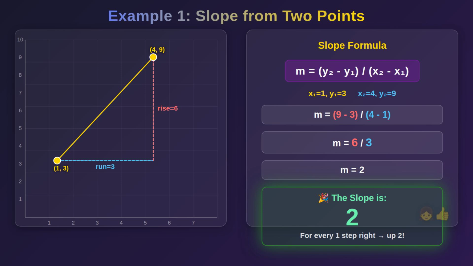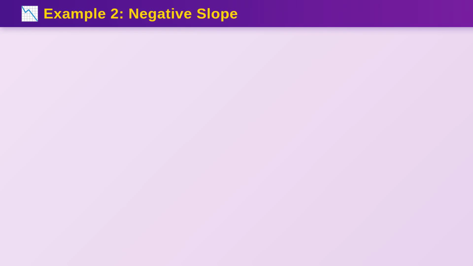The top, 9 minus 3 equals 6. The bottom, 4 minus 1 equals 3. So m equals 6 over 3, which simplifies to 2. The slope is 2. For every 1 step to the right, the line goes up 2. Maya got it on her first try.